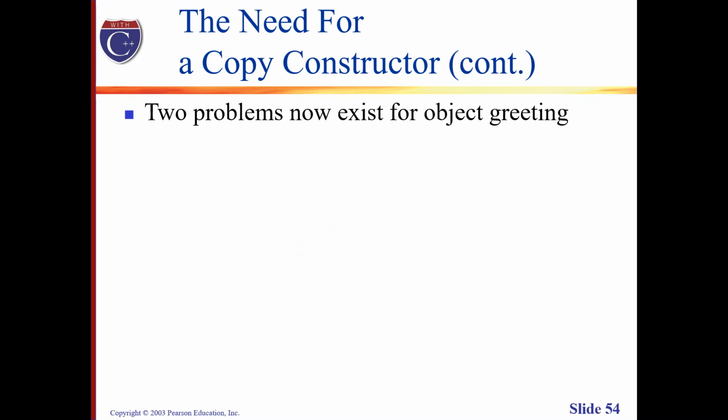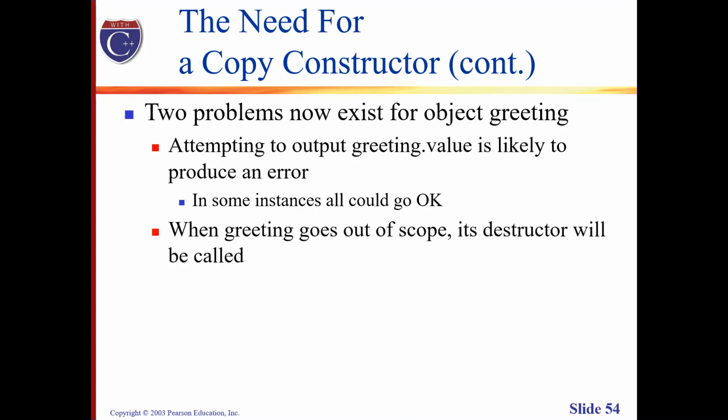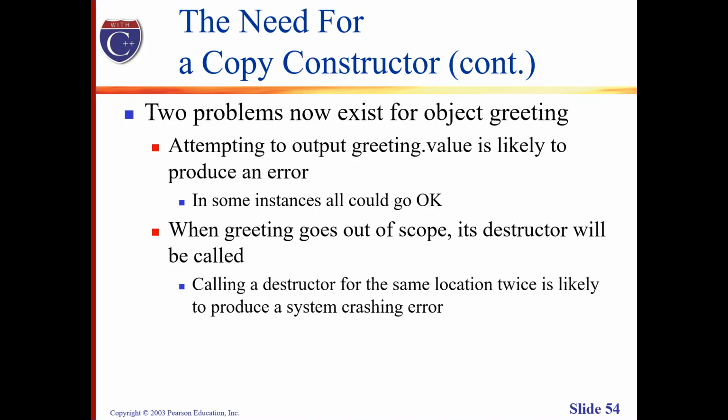Two problems now exist for the object greeting. First, attempting to output greeting.value is likely to produce an error. Although in some cases, it might go okay, but the point is, it might result to unpredictable output. Another one, when greeting goes out of scope, its destructor will be called. Thus, calling a destructor for the same location twice is likely to produce a system crashing error.